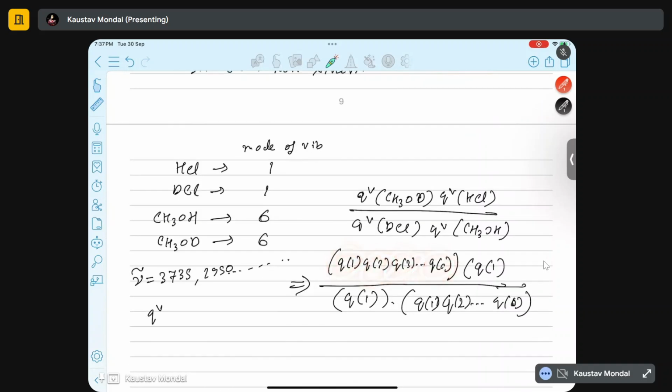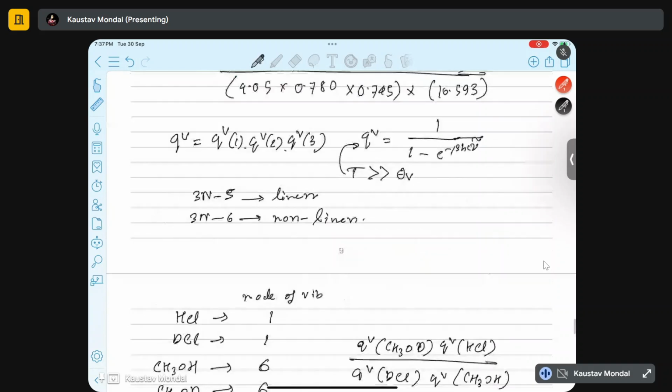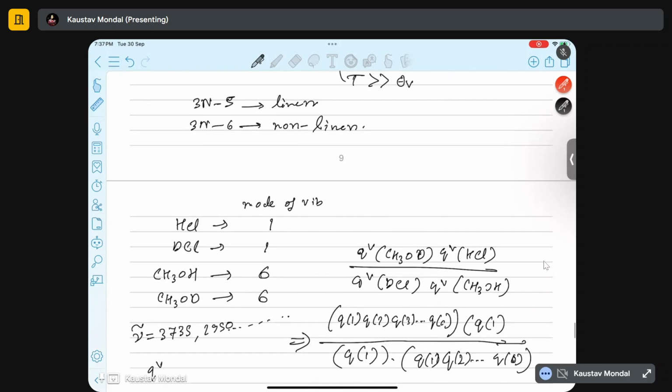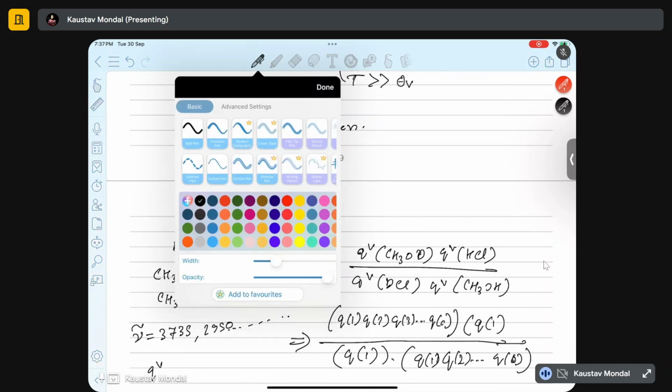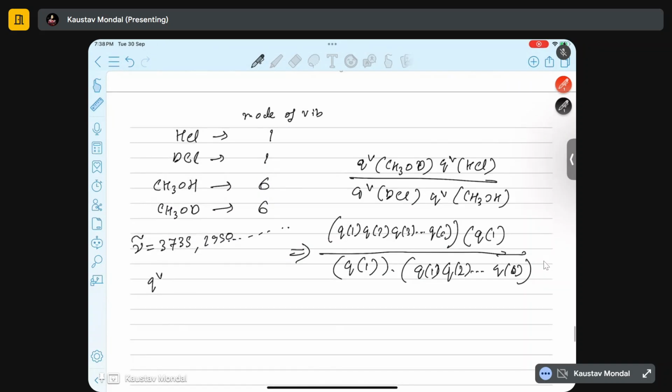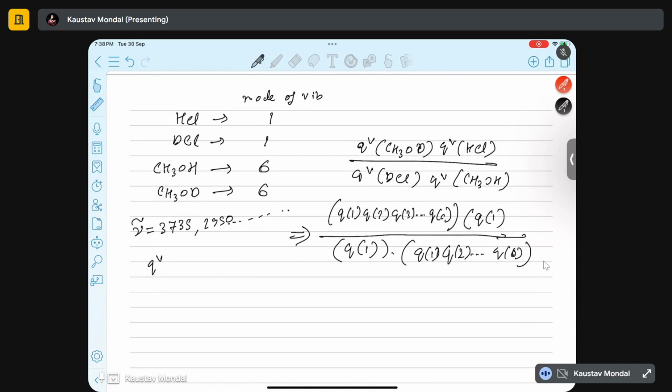Before doing that, you also have to check whether all the modes are activated or not. If a mode is not activated, you will only get one. That's not a problem. So this is the way you can calculate the vibrational contributions.